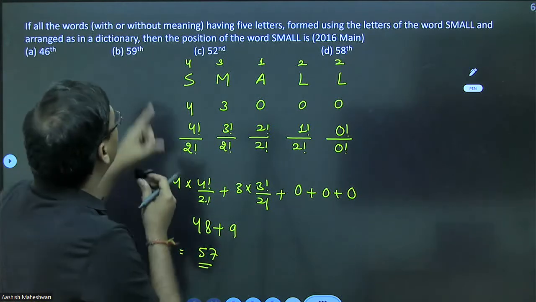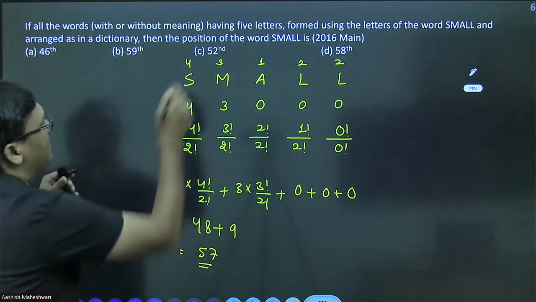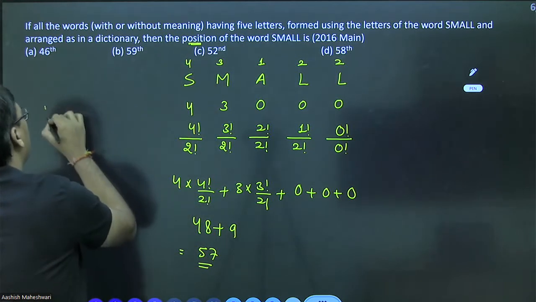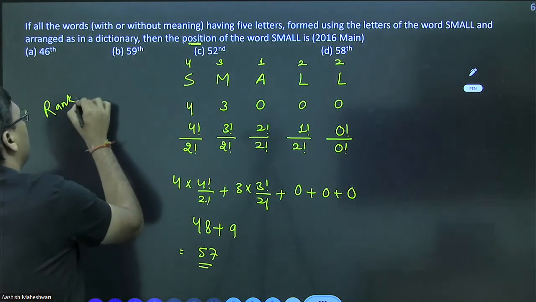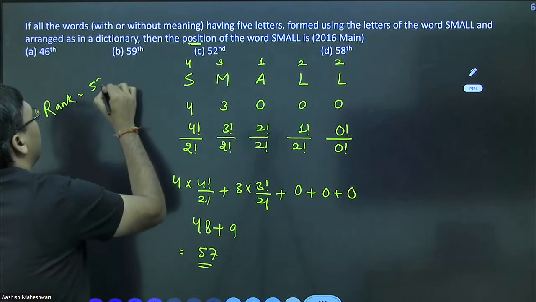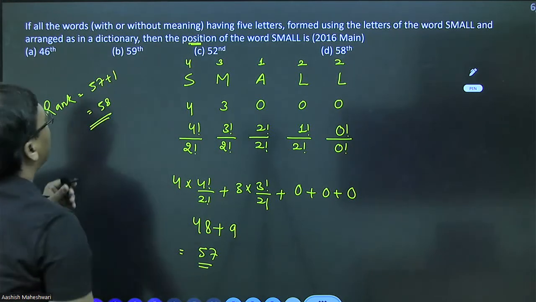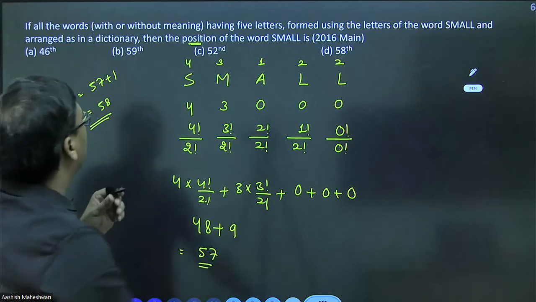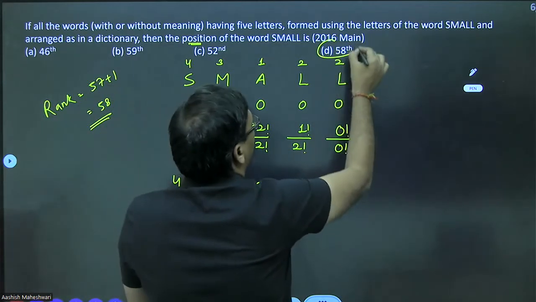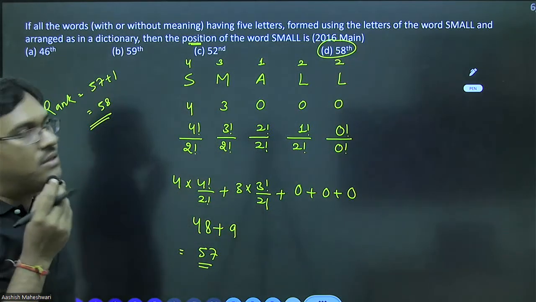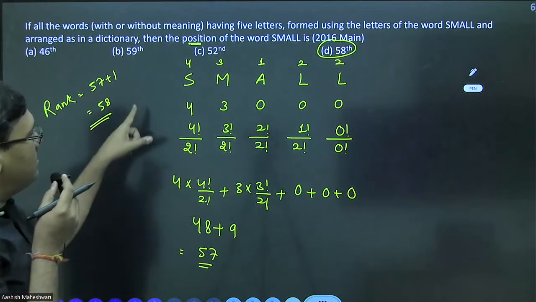So what is the rank in this question? What is the position? Position means rank. You have to find the rank. So what is the rank? You can say this is equal to 57 plus 1, which is equal to 58. So what is the answer? The rank will be 58 for this question. So I hope this is clear. You can just check this.